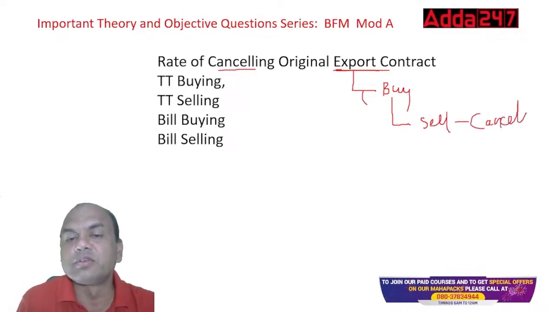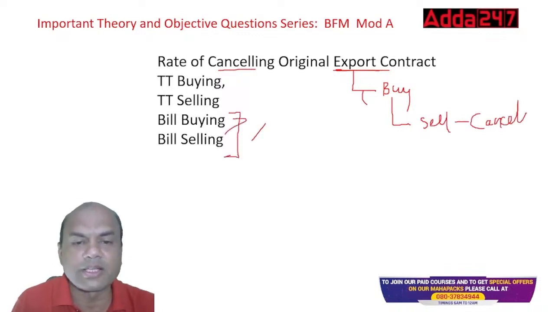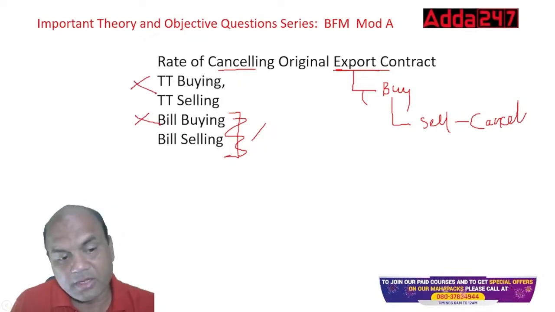So firstly, I'll use this sell. So forget this buying. So these two are out. Oh, sorry, not these two. Which are out? This is out and this is out. So these two are remaining: TT selling and bill selling. Now which one? TT selling or bill selling? What do you say?